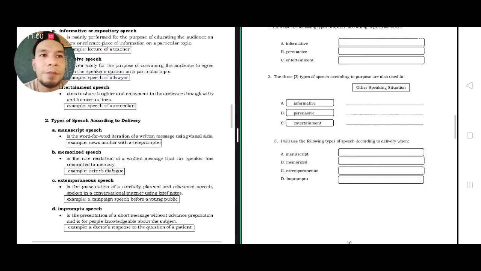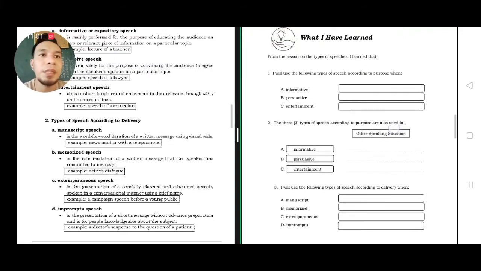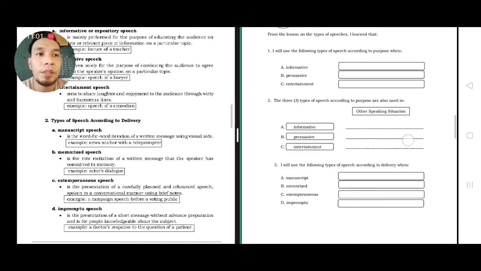Number two, the three types of speech according to purpose are also used in, as you can see here, other speaking situation. You need to come up with another situation. You need to think about other people. When are they going to deliver informative, persuasive, and entertainment? Difference is, number one should be personalized. The answer should come from your own experience or from your own point of view. Number two is example situations that could happen to other people.